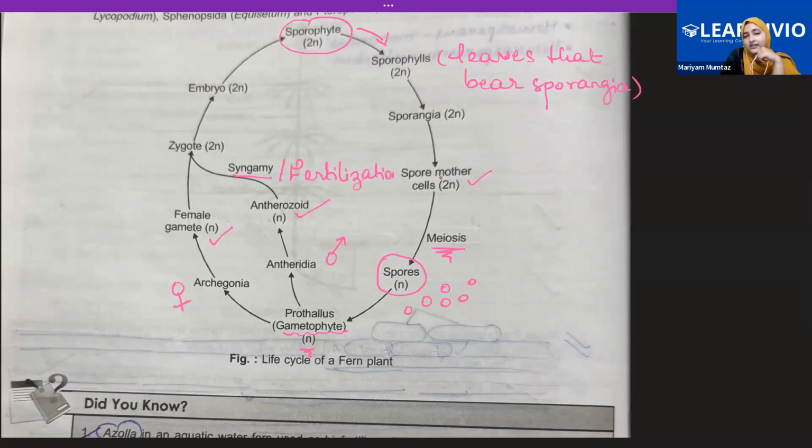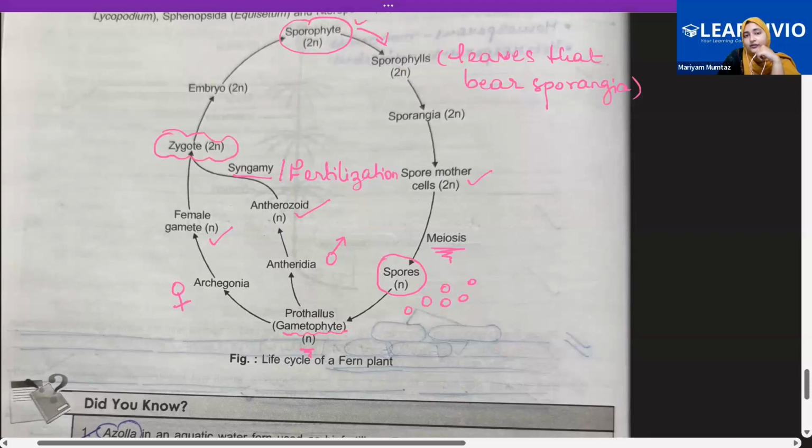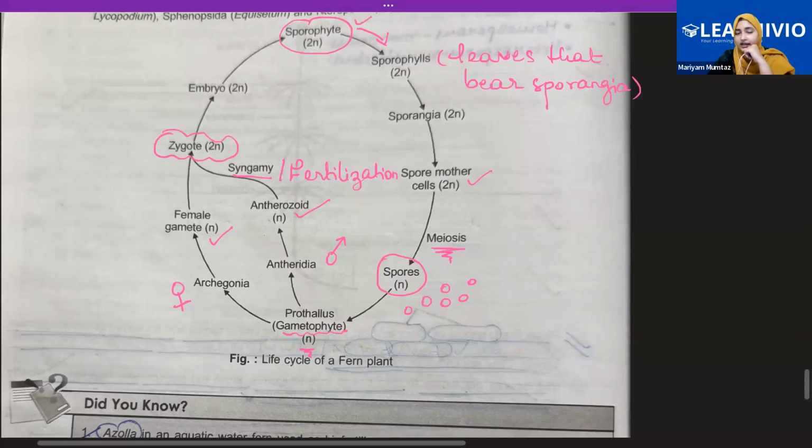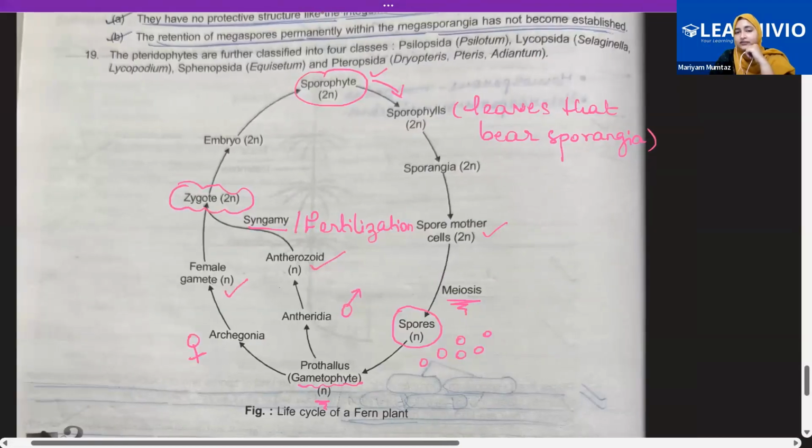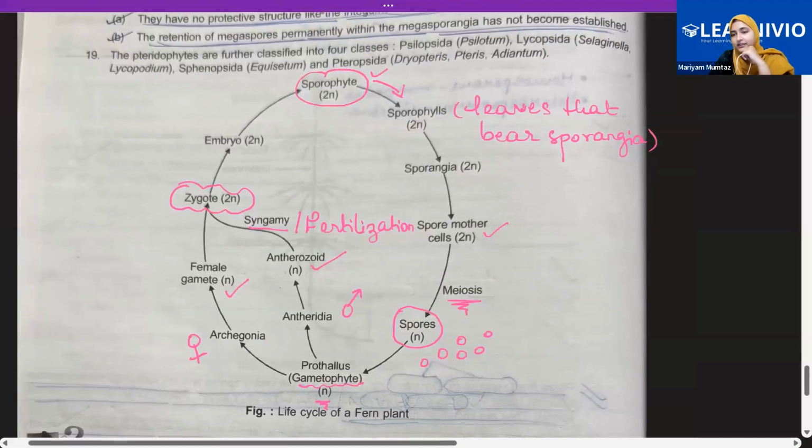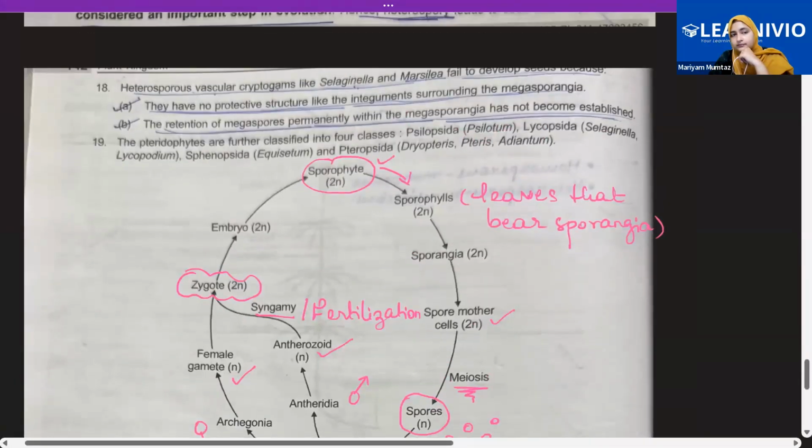And when they fertilize, when they fuse, a zygote is formed. This zygote will give rise to the embryo, and ultimately the sporophyte, or the sporophytic plant body, is germinated yet again. So the life cycle of a pteridophyte is clear to everyone, the basic life cycle. Yeah, ma'am.